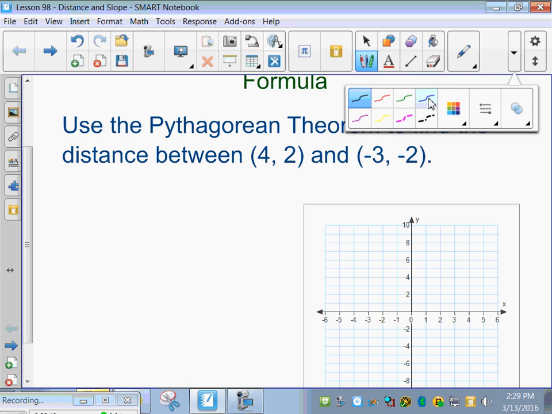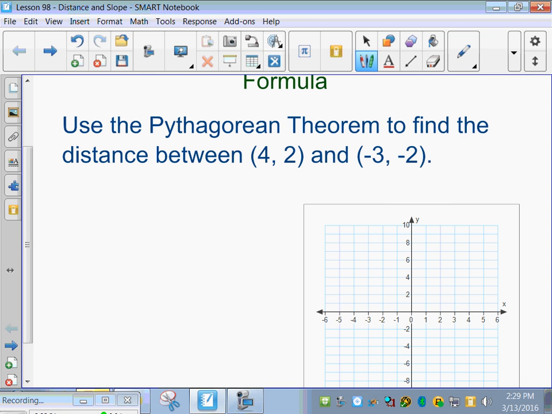All right, so first I'm going to plot these on the graph. So I've got the point (4, 2) right here, and the point (-3, -2) right here. And what we're trying to find is the distance from here to here. So what we need to do is draw a right triangle, and then we're just going to use the Pythagorean theorem to find that distance. So I'm going to draw mine up. If you drew yours down, it would be the same thing.